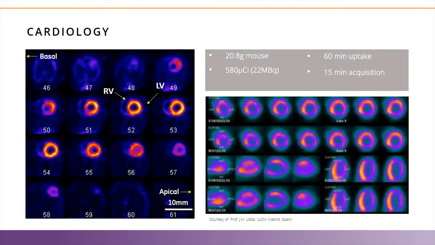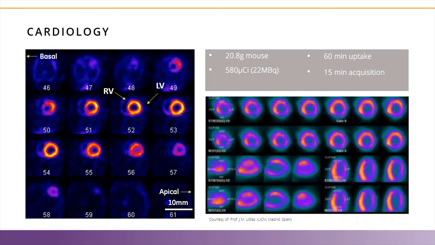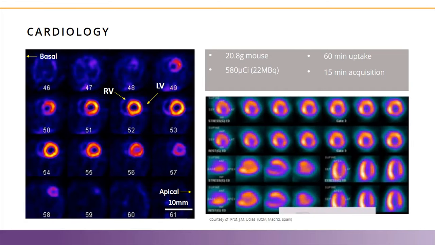These images were taken on a mouse heart, moving from the base through to the apex through a series of images. Here we can see the importance of the gating capabilities to allow us to capture all stages of the cardiac cycle over the various slices throughout the heart.